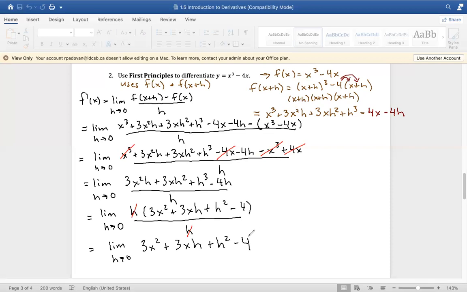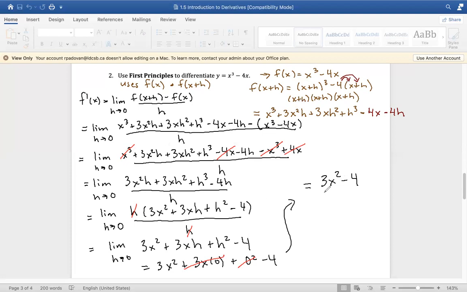Now I can replace the h's with 0. So now that I'm replacing the h's with 0, I don't need to write down the limit as h approaches anymore, right? I can just write down 3x squared. Don't accidentally put it in for x, right? It's only the h's. X we need for our equation. Plus 3x times 0 in for h, plus 0 squared in for h, minus 4. So 0 squared is just 0. 0 times x times 3 is just 0. So it's getting simplified. So I'm left with 3x squared minus 4.